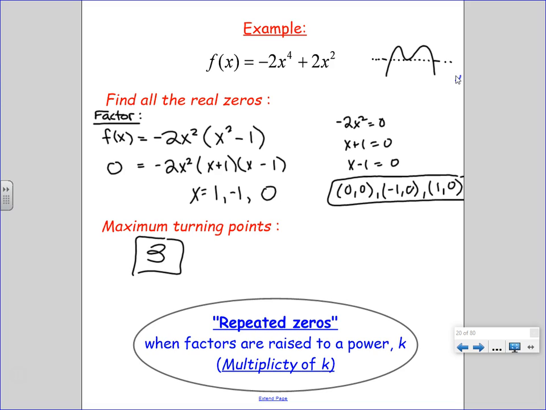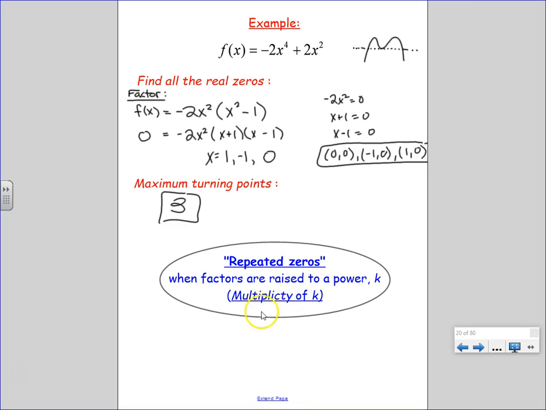Now, will every quartic always have 3 turning points? What's this little note at the very bottom? You guys saw the word multiplicity last year. Oh, no. No? No, I did. I think you did. You probably just forgot about it. Repeated zeros means what? Aren't there technically x times x? Yeah, that's true. Aren't there technically 2 factors here? X times x. There were 2 separate ones, but we put them all together because either one is only going to make 0 if it equals 0. So there was only one.